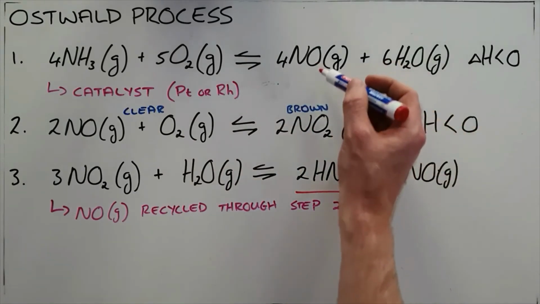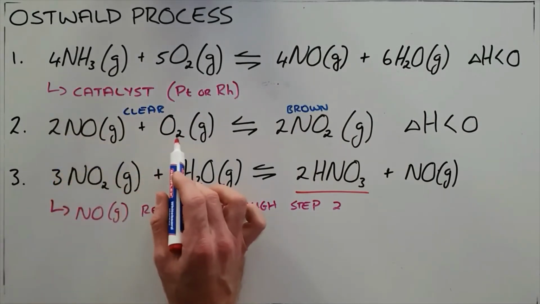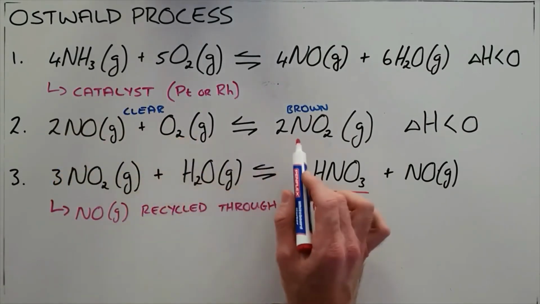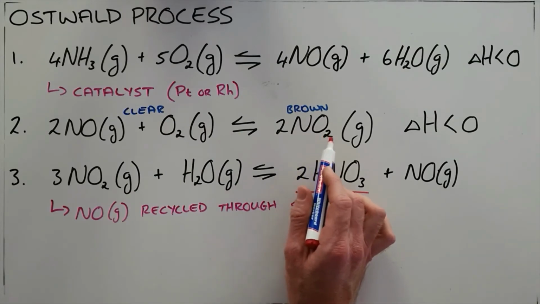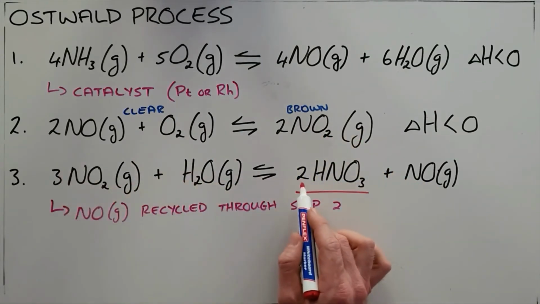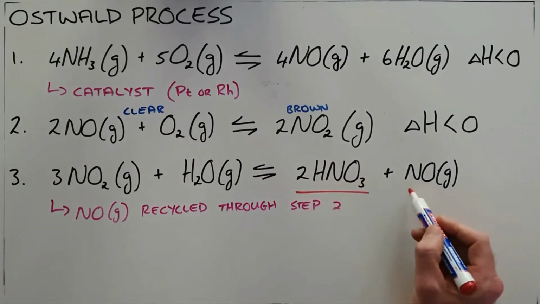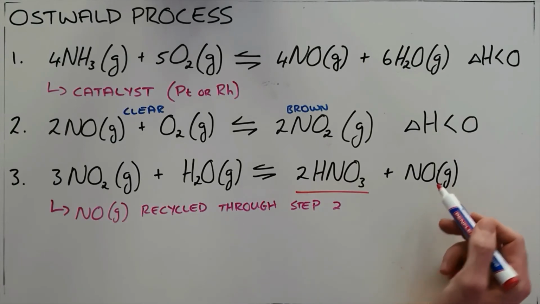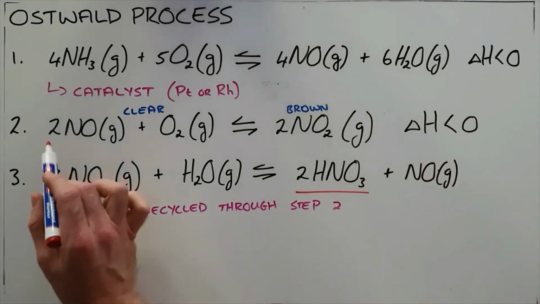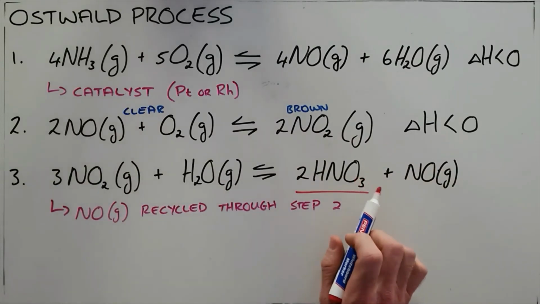That nitrogen monoxide is then taken into the second step where it is reacted with oxygen once again to produce nitrogen dioxide. That nitrogen dioxide is then added to water to finally produce nitric acid. What we can see here is that it also produces some nitrogen monoxide, which is then recycled back into the second step. So you have a slightly cyclical process here.